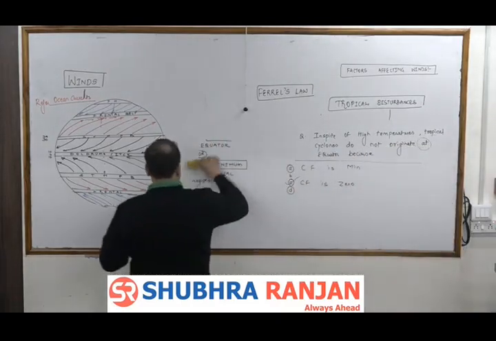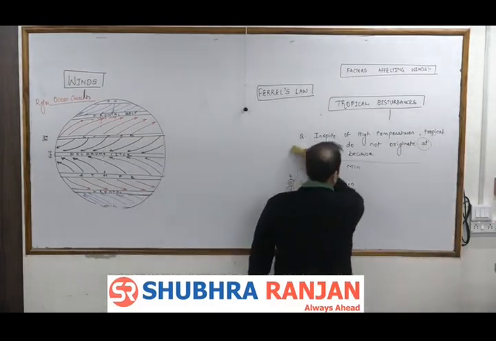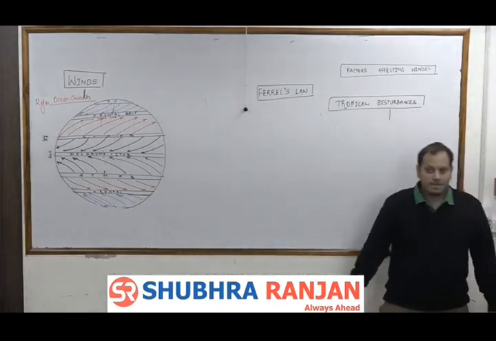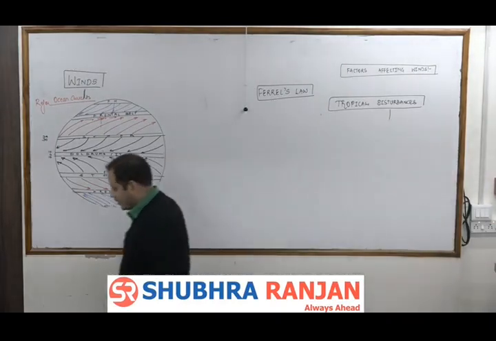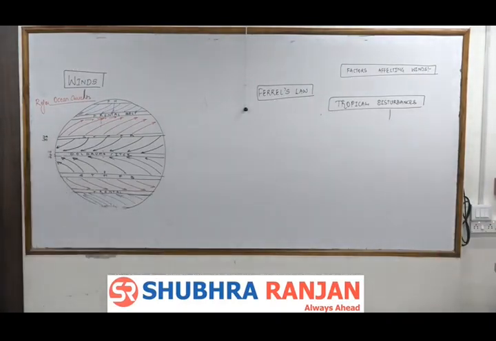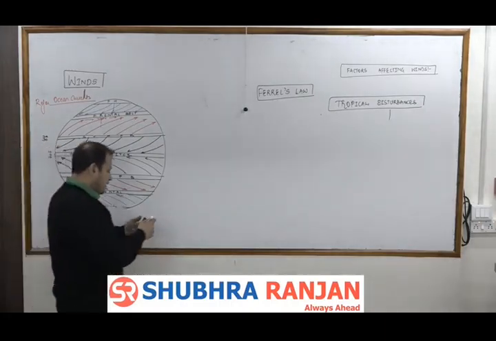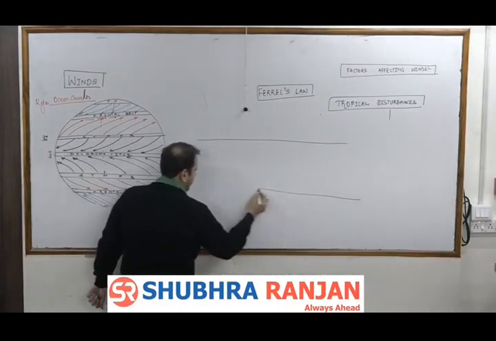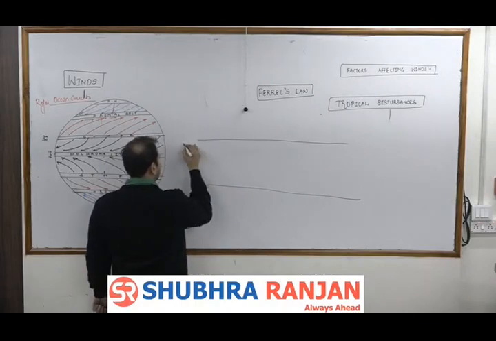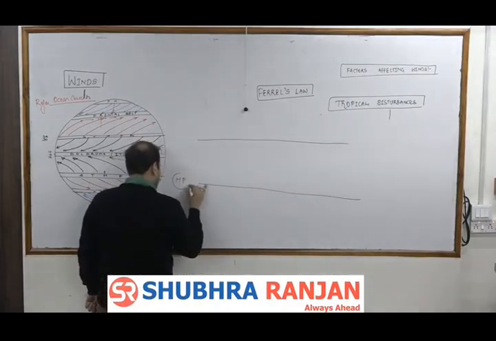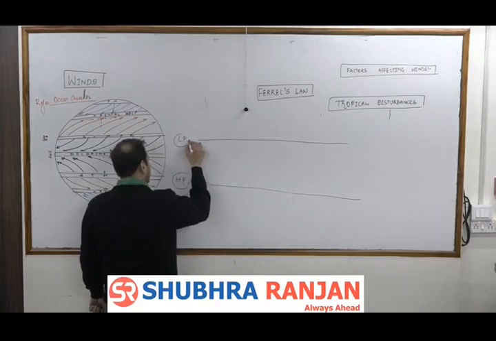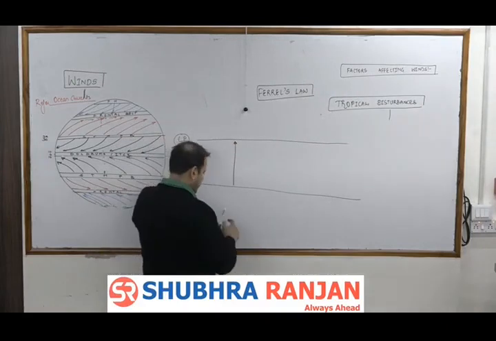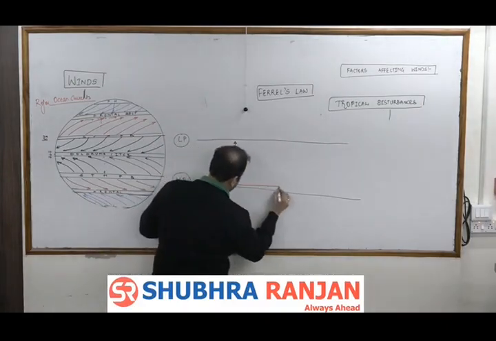Third point in the Coriolis force. The Coriolis force always acts perpendicular to the pressure gradient force.